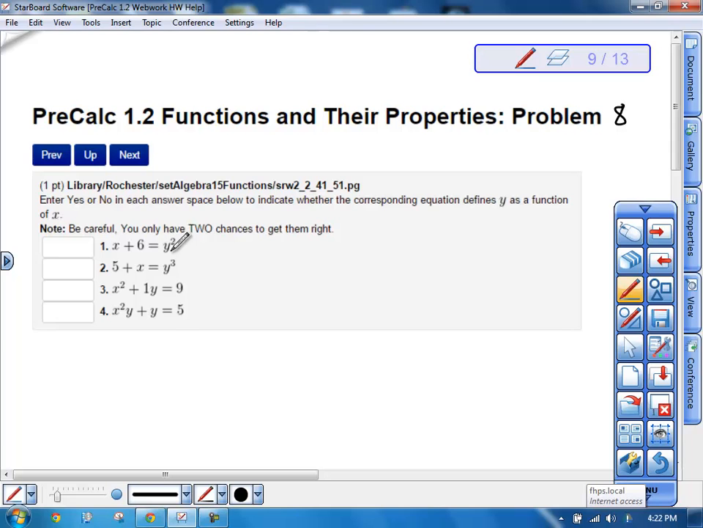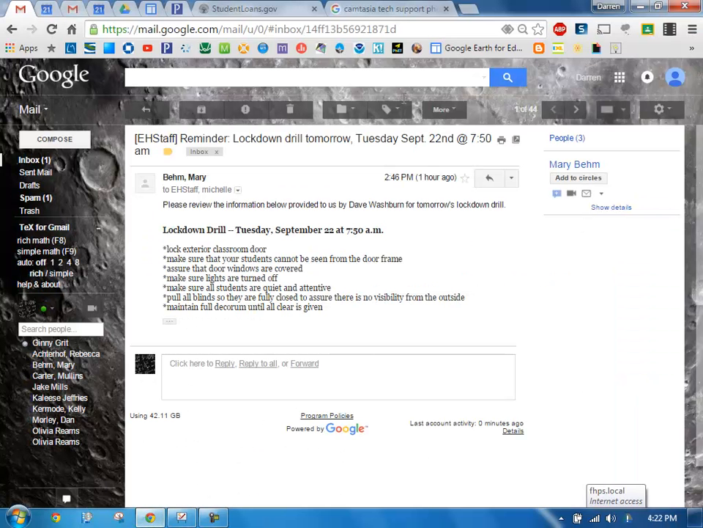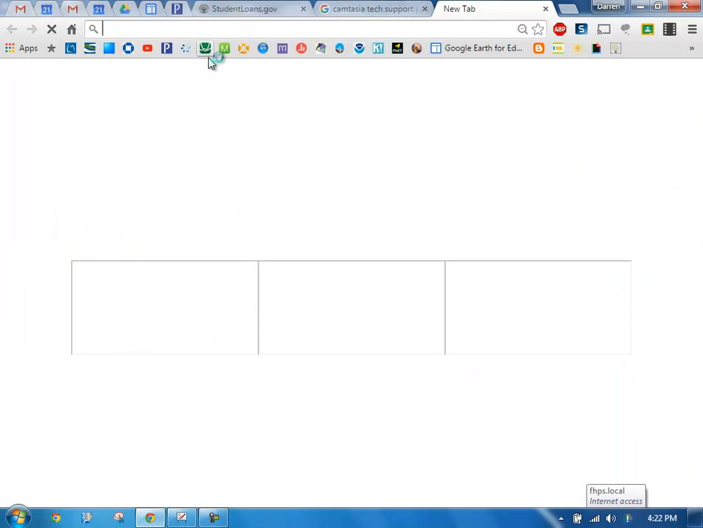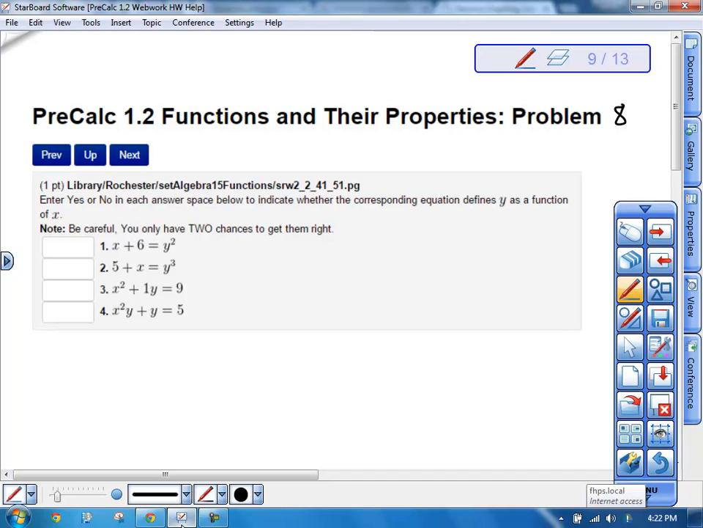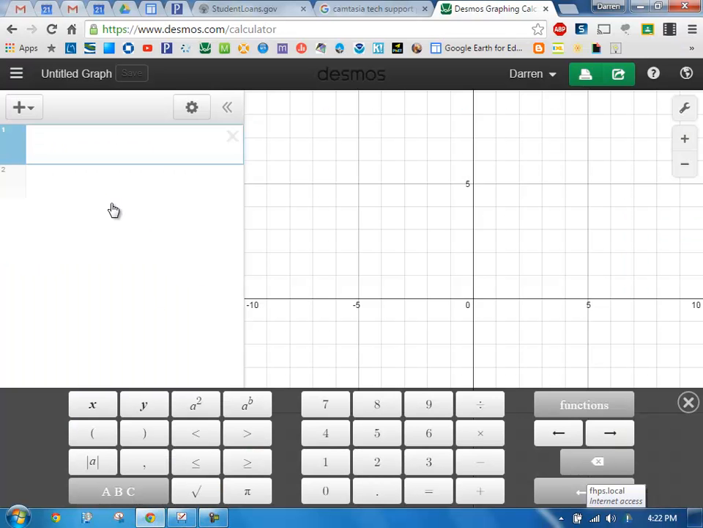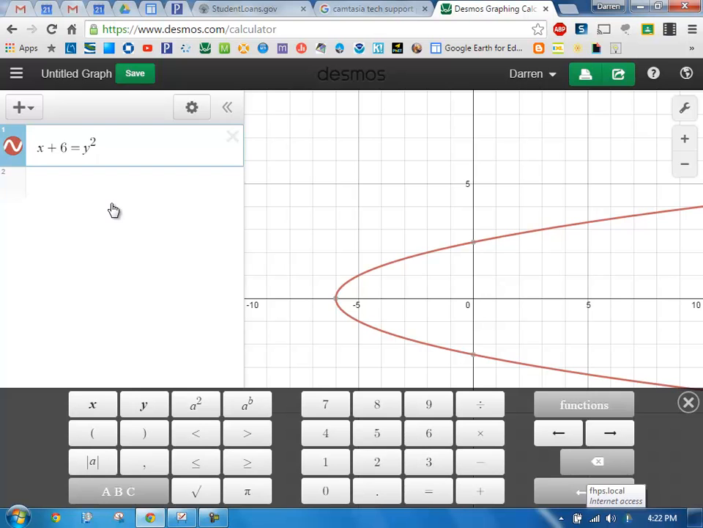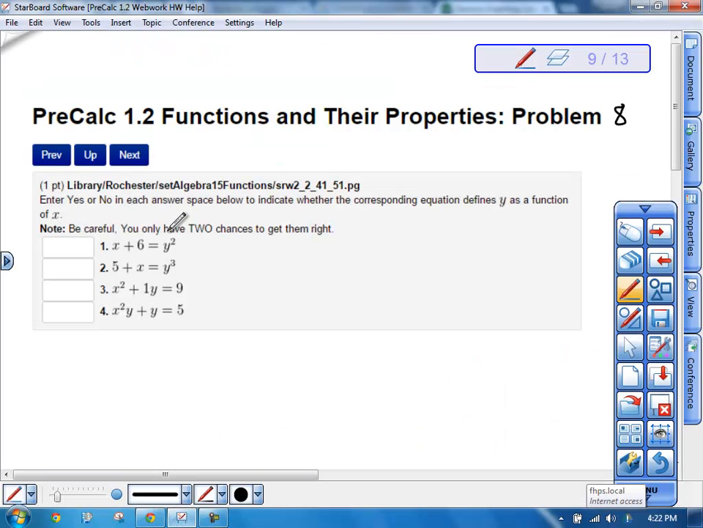Okay, next problem. You can graph these. Desmos is a great way to graph these. If you go to Desmos, you guys can just type these in really easily. Your graphing calculator also works as well. The first one's x plus 6 equals y squared, so you can just type that in. And you'll see it's a sideways parabola, which doesn't pass the vertical line test, so it's not a function. So we'd say no.